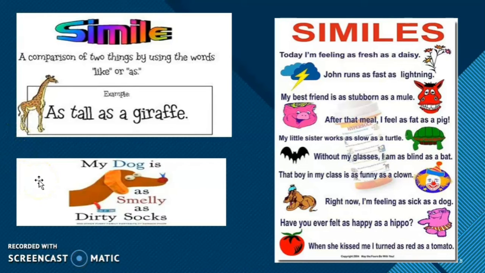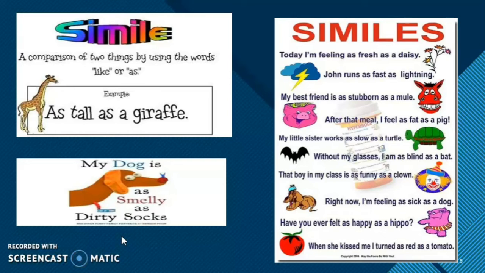Look at this one. My dog is as smelly as dirty socks. Now, we all know that dogs smell a lot, right? And socks, of course, after you wear them a whole day in school, have you ever smelled your socks? You know the smell, isn't it? So we can compare a smelly dog with dirty socks. Why? Because both are smelly. Again, a similar quality of smelly. Now, let's look at some other examples over here. Today, I'm feeling as fresh as a daisy. I've just come out from the bath, and I'm feeling really fresh.